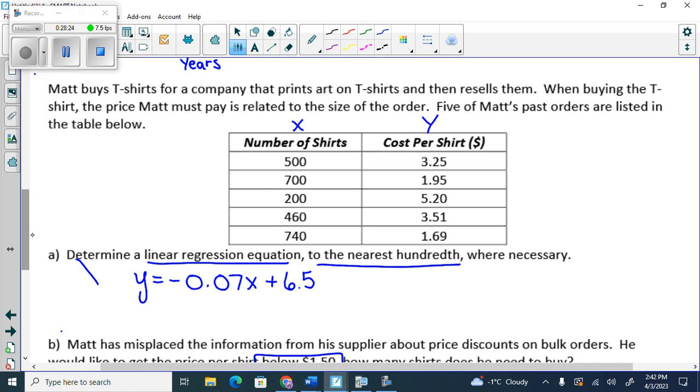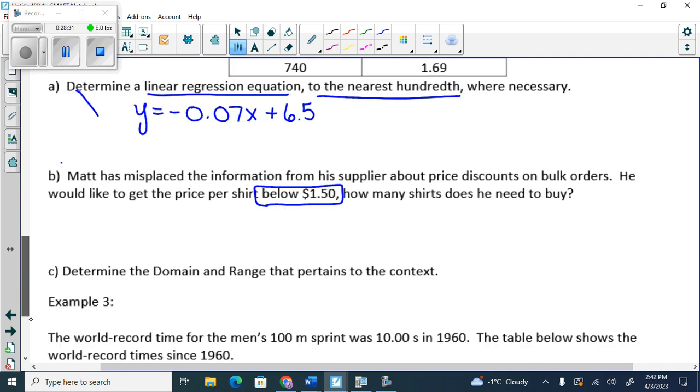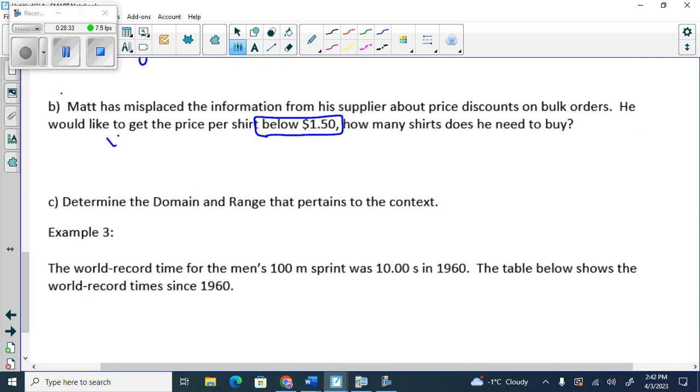X is number of shirts. Y is cost per shirt. Did they give me X or did they give me Y? Y. They gave me Y. So I have y equals $1.50, and they want it to be below $1.50. So I'm going to have to round my number of t-shirts up to make sure I go below $1.50.